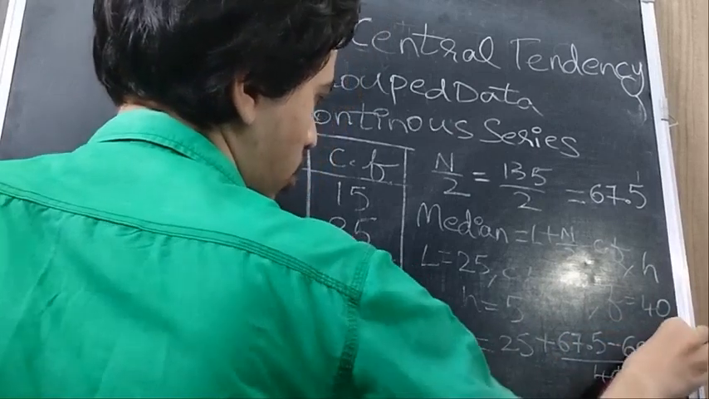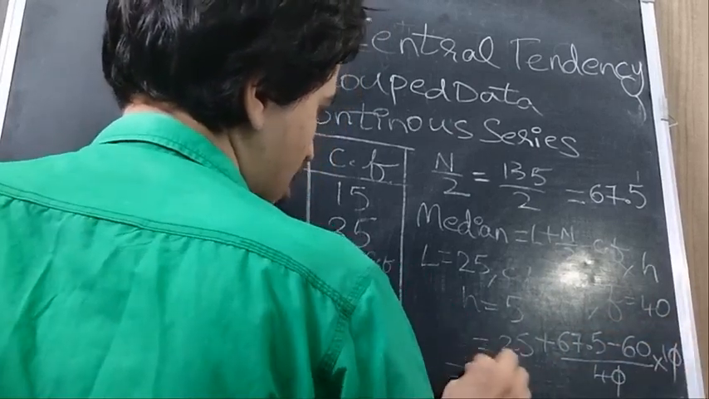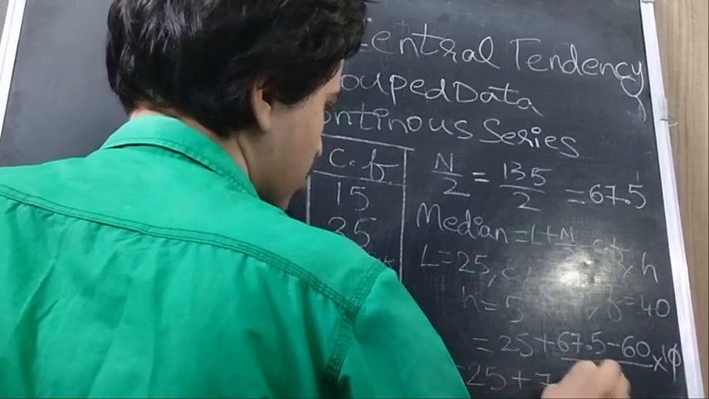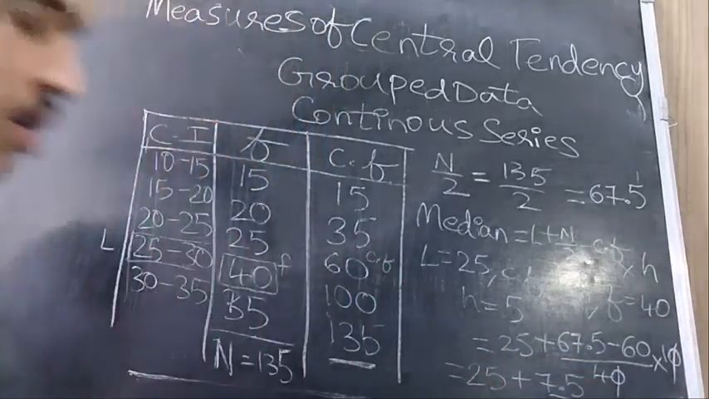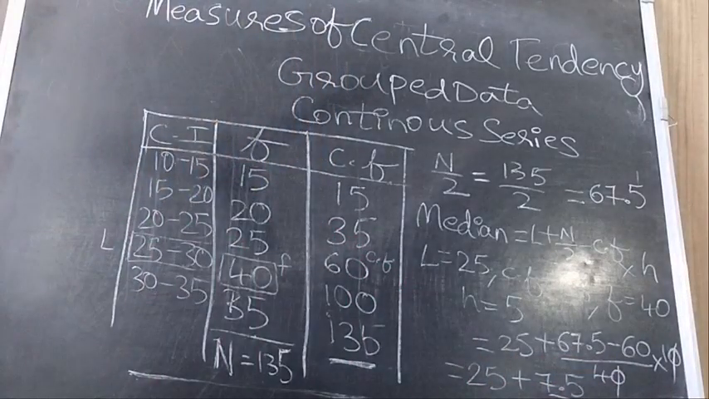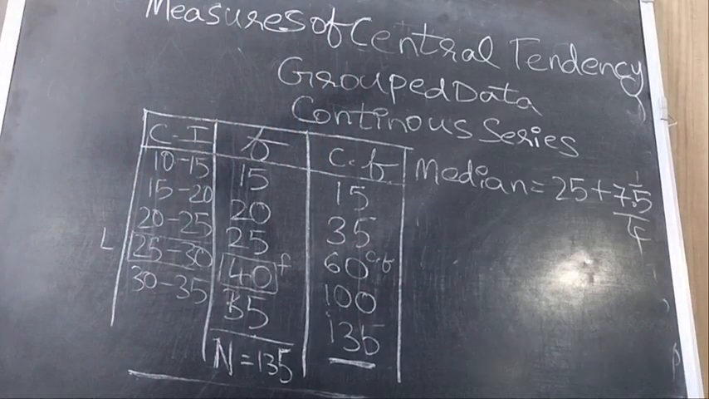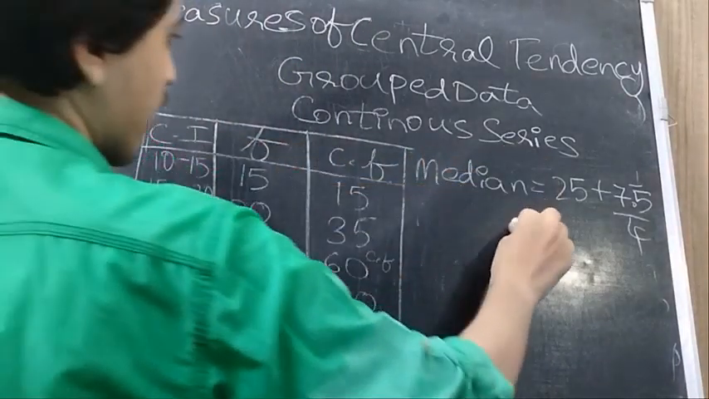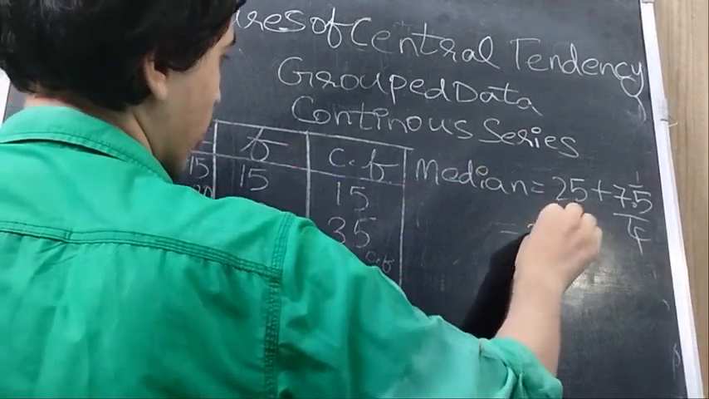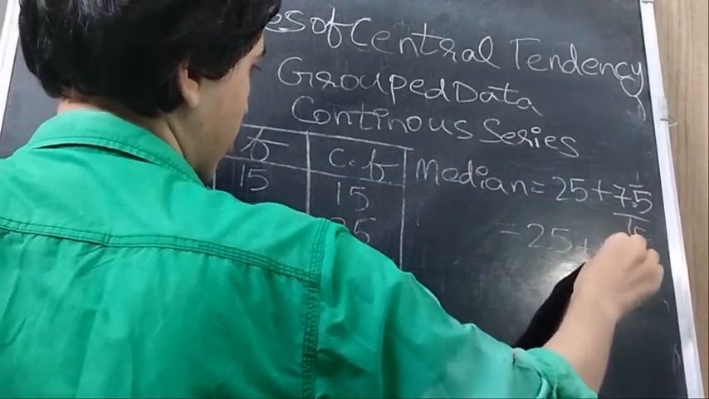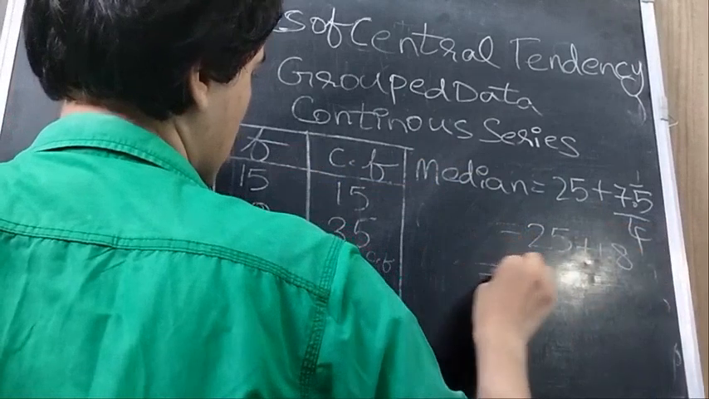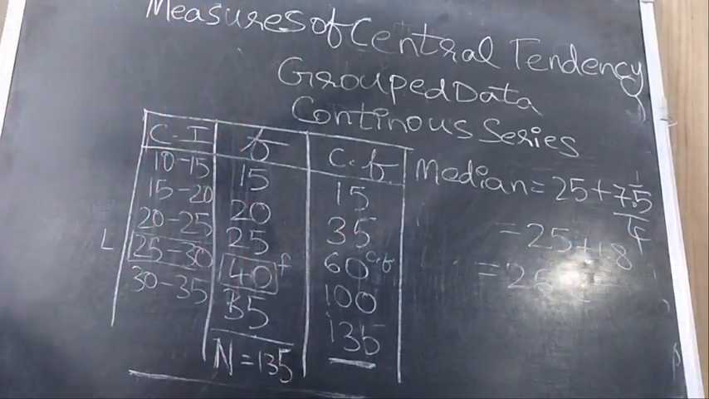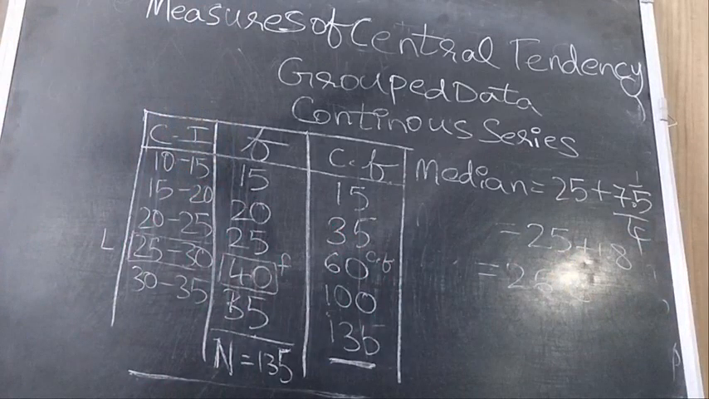The 4 0 0 cancel, that is 25 plus 7.5 by 4. What will you get? 25 plus, oh it is not visible, so previous continuation, 25 plus 7.5 by 4, that is 25 plus some 1.8, that is 26.8. This is the median in the continuous series. Next we will see the mode.